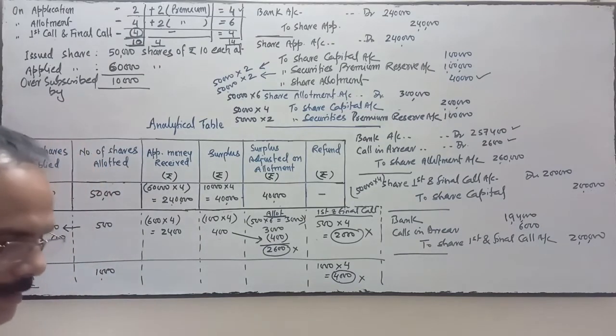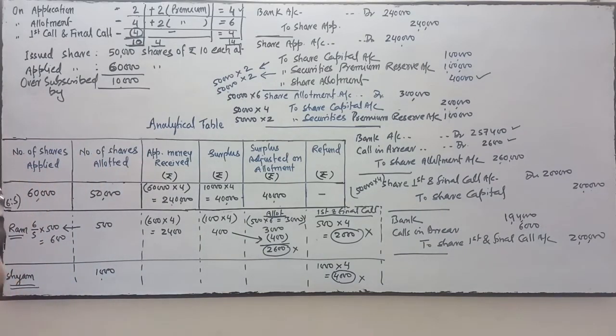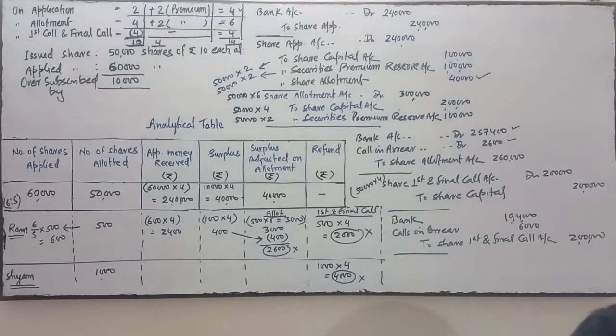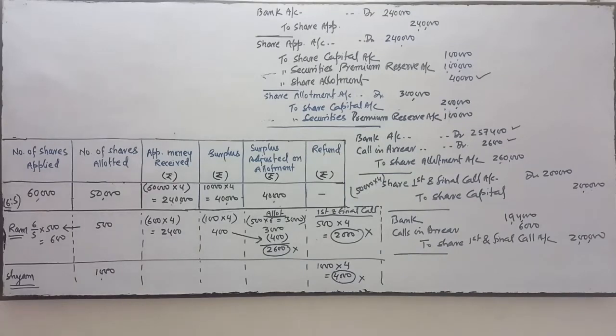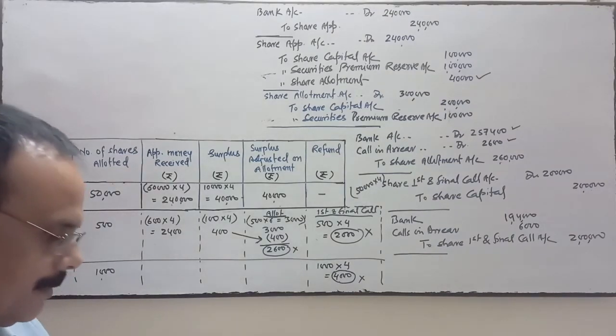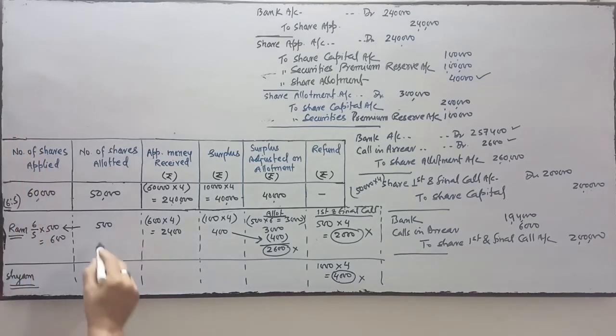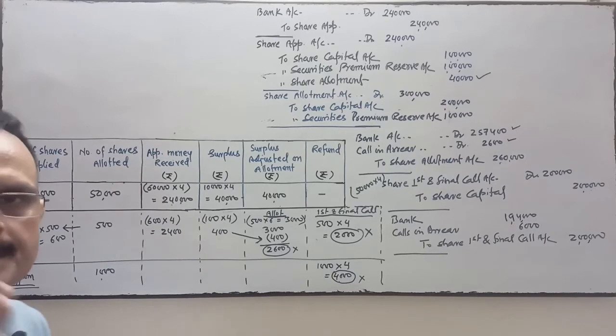Now coming to the entry of forfeiture. We are going to forfeit the amount. We have to forfeit the amount. Forfeiture entry. Now here these shares were forfeited. Now I am going to pass the entry of forfeiture.